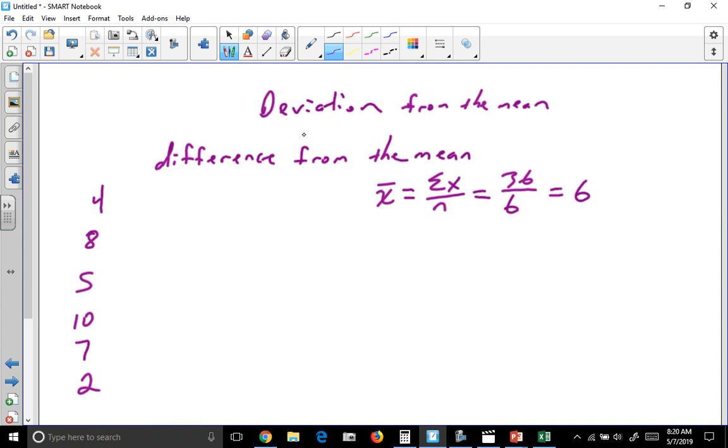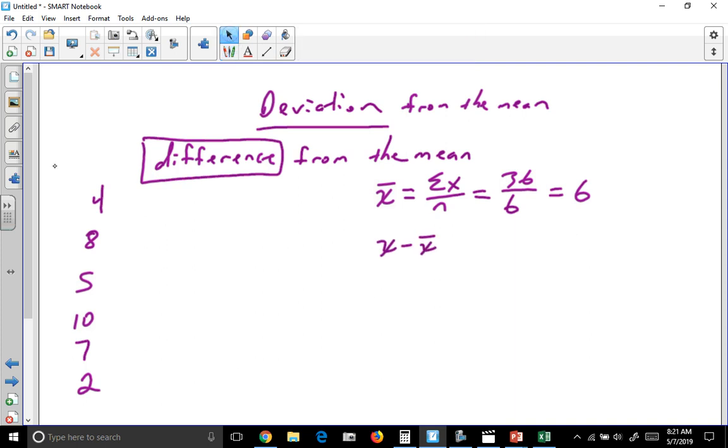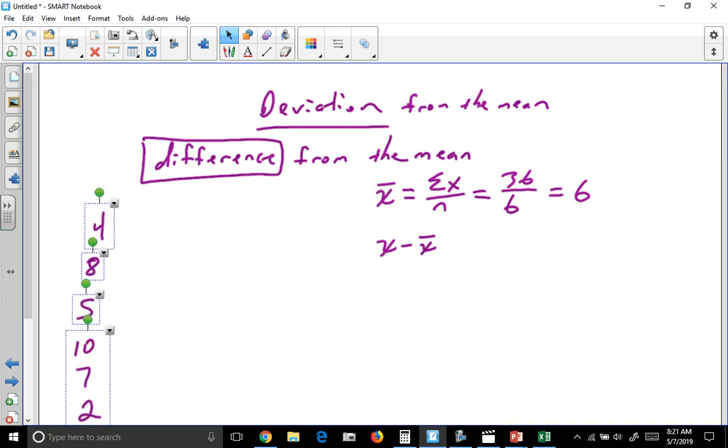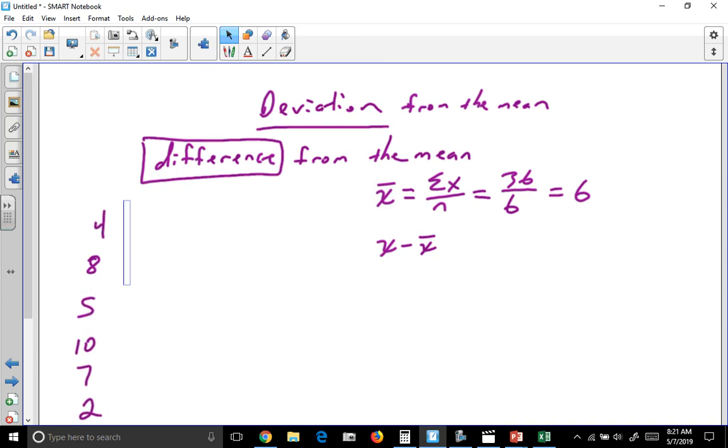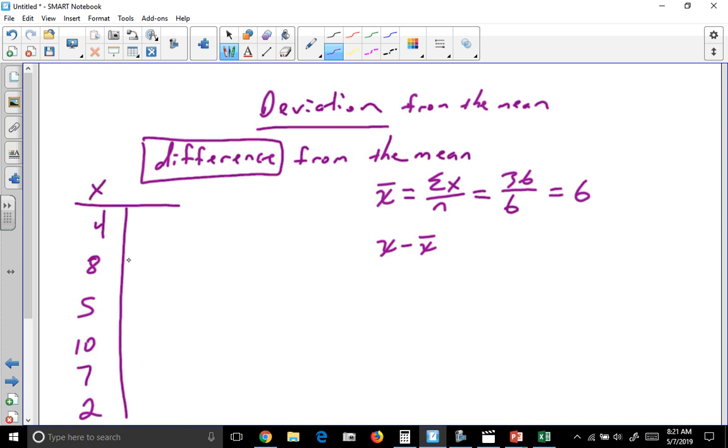So if we want the deviation from the mean, that is a distance. And to get the distance, we find the difference. So we want to know how far is a number from the mean. So we take that number and we subtract the average. So let's take these down a little bit and put these in the columns. These are x values, and let's let the next column be the deviation.